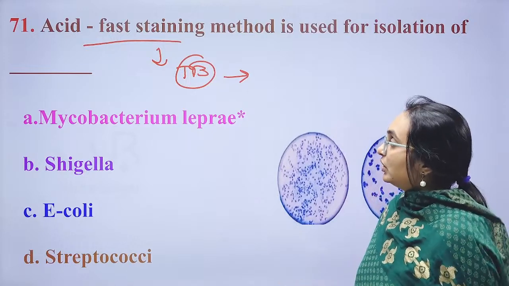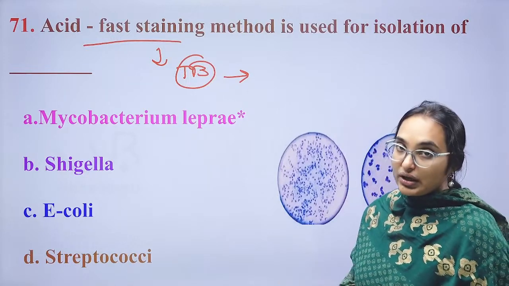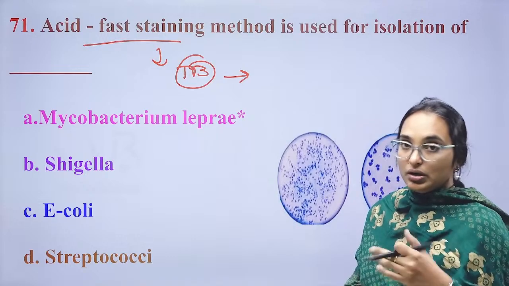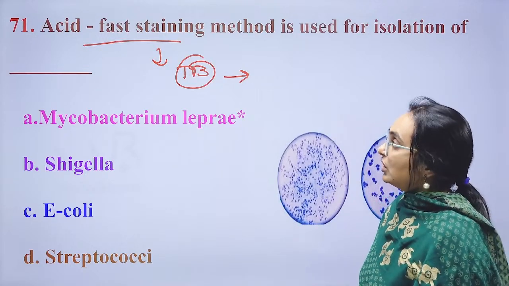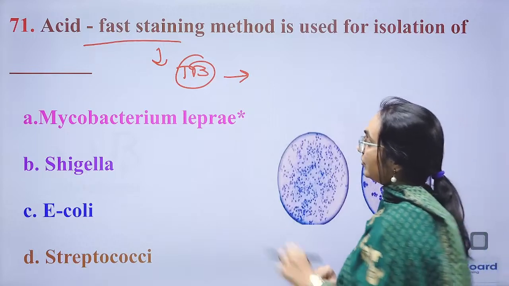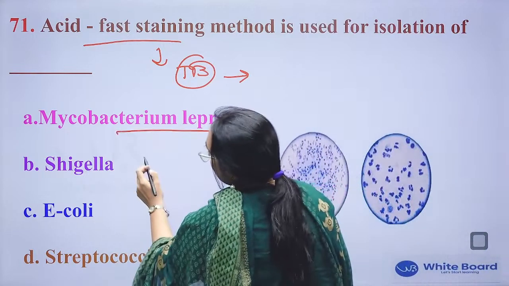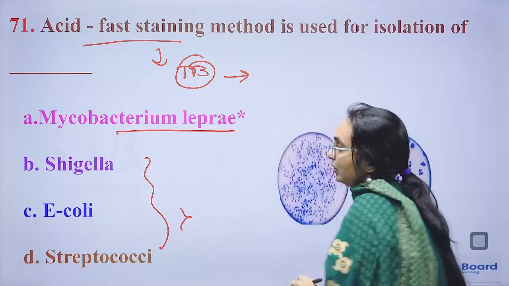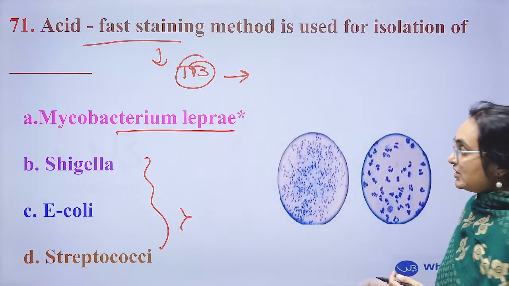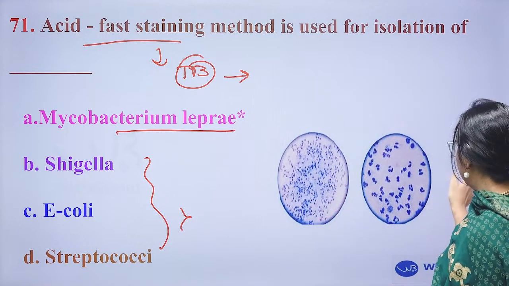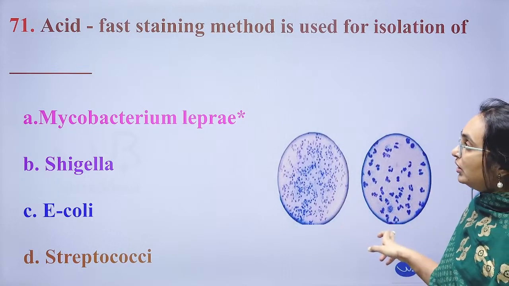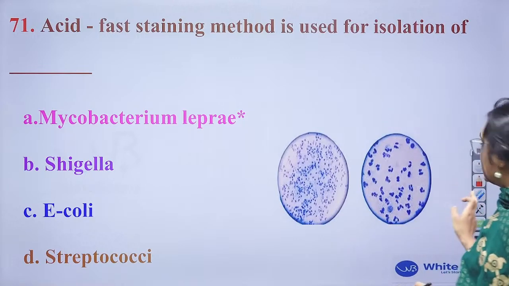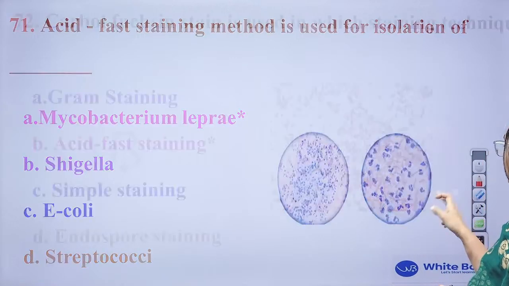Okay, that's why it is not done through regular gram positive, gram negative staining. Here we will use acid fast staining. So for Mycobacterium leprae, acid fast staining is done by using a certain chemical, carbolfuchsin. So the answer here is A, 71.